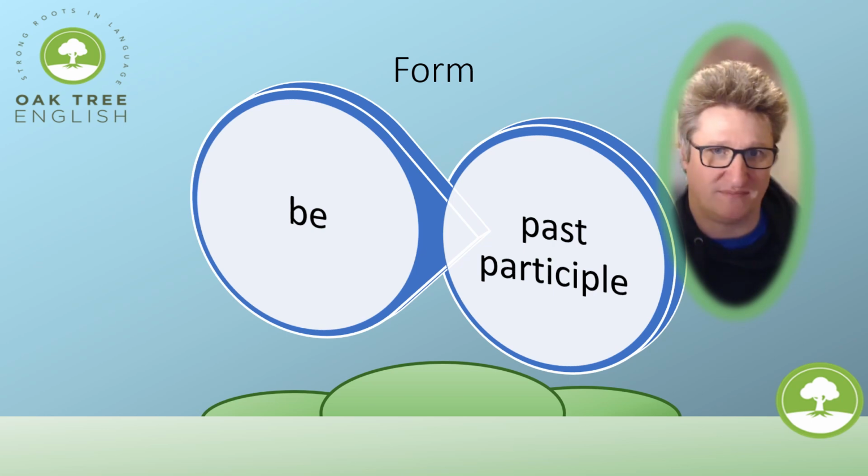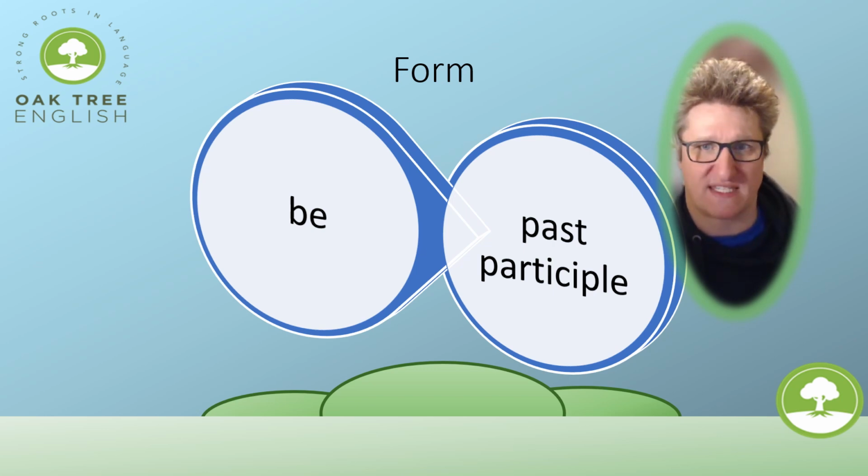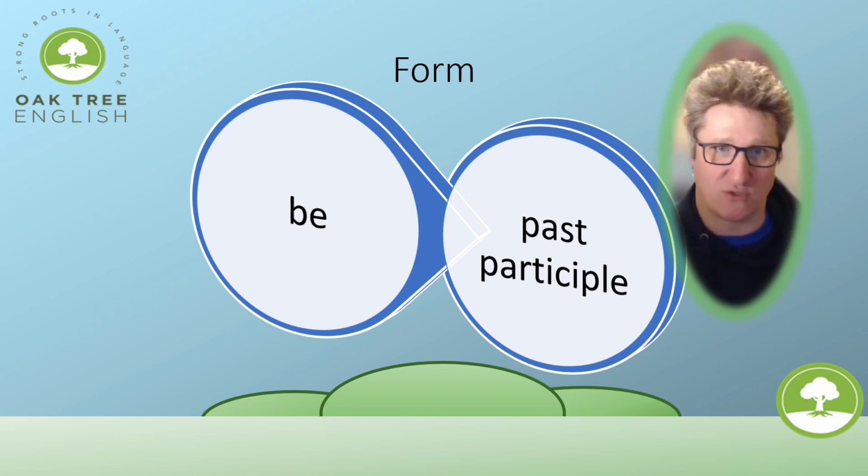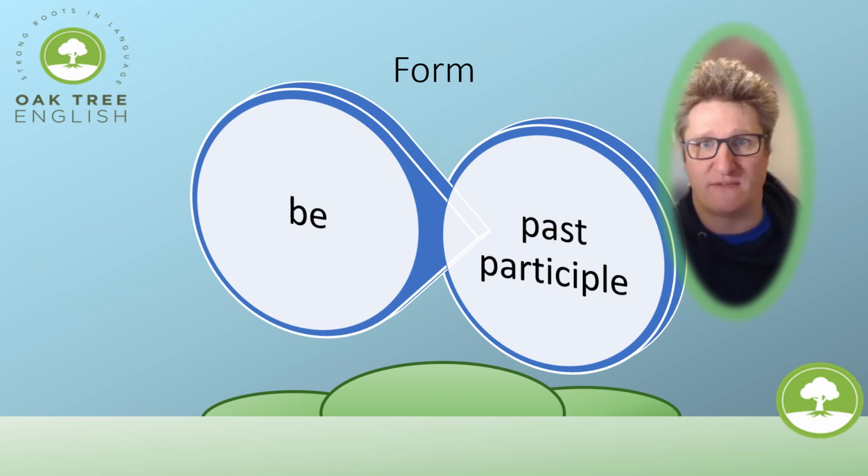For example, I have never visited Buckingham Palace. This is a present perfect tense. I have is the auxiliary verb. I have never visited. Visited is the past participle because it's in the present perfect tense. I have never visited Buckingham Palace.